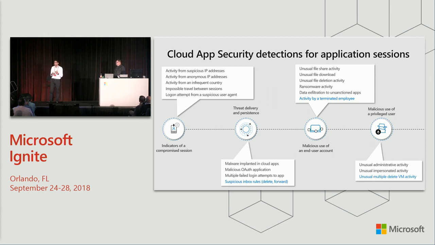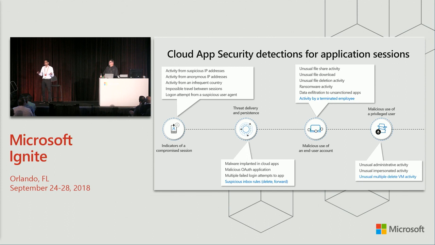For instance, on threat delivery, we can identify malware that is being planted in different storage accounts and alert you about that. We can identify a malicious OAuth application that was installed by the attacker on the compromised account in order to persist with access. In addition, as Alex mentioned, we have added a detection to identify suspicious inbox rules, which is a very common technique we see attackers doing on compromised mailboxes.